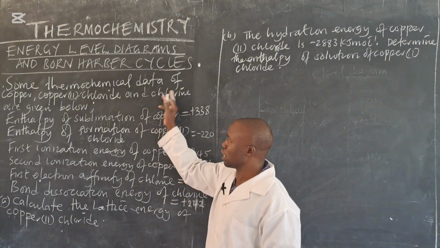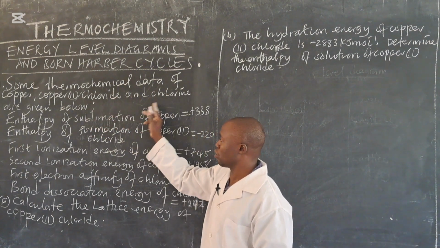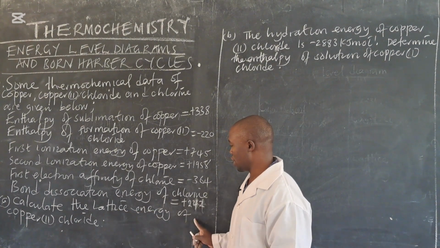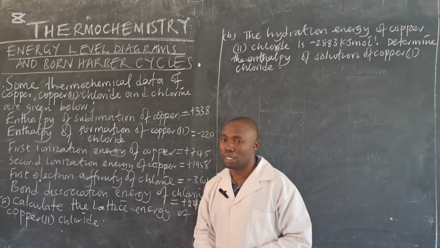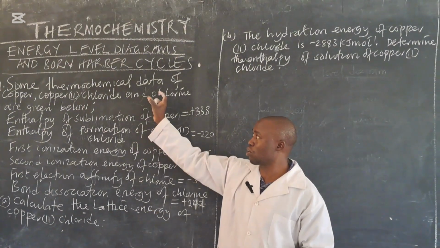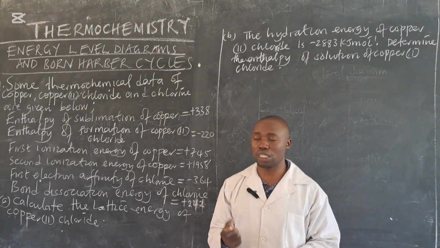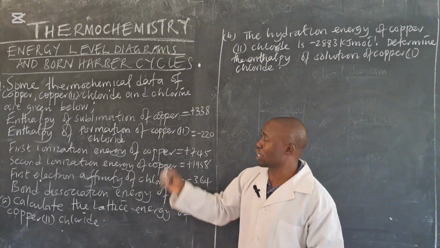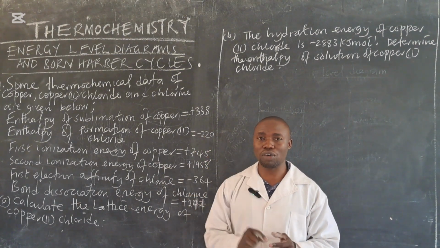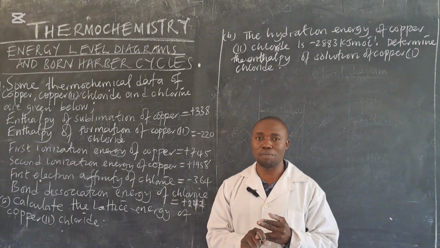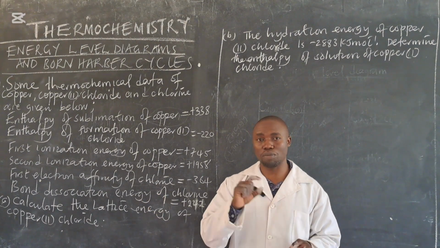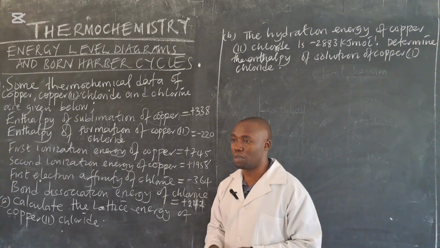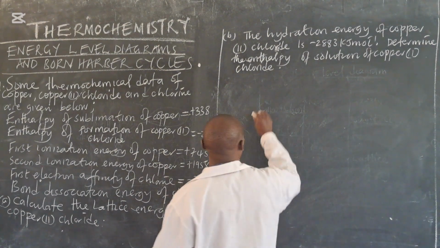Some thermochemical data of copper 2 chloride and chlorine are given below. So this is the data. Calculate the lattice energy of copper 2 chloride. Now, Born-Haber cycle was developed to use in the calculation of lattice energies for ionic solids. So let's first look at the energy level diagram, then also look at Born-Haber cycle. We can also attempt the same question by Hess's law using a calculation, not necessarily a diagram. So let's look at energy level diagram.